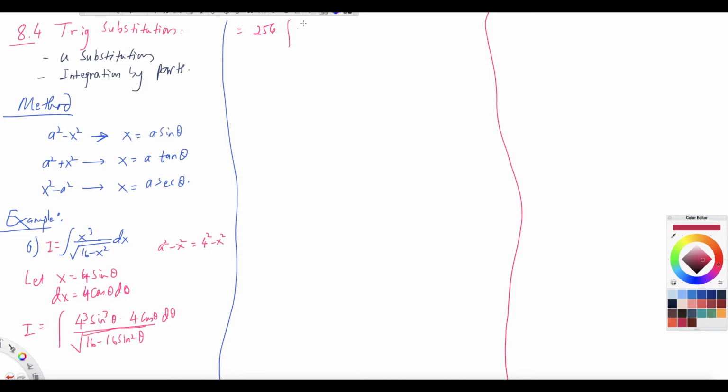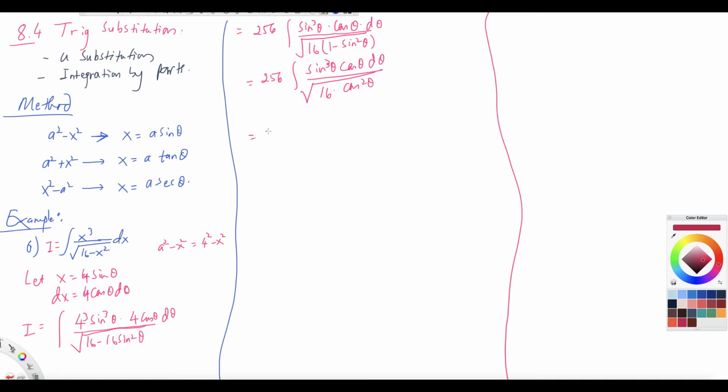Okay, and then integral sine cubed theta, and then cosine theta, and then d theta. Okay, divide by, what do you get in the denominator? Let's take 16 out. If you take 16 out, what do you get? You get 1 minus sine squared theta, and that's it, right? So what do you get? 256, and then sine cubed theta cosine theta d theta, divide by 16 times 1 minus sine squared theta, which is cosine squared theta.